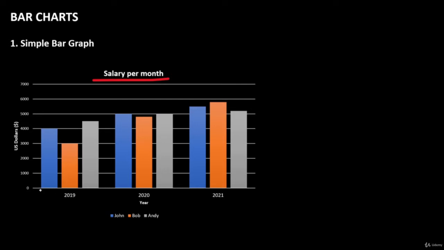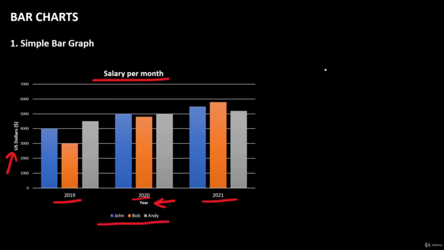Now over here you have an x-axis and a y-axis. What is the information in the x-axis? You can see that it is years: 2019, 2020 and 2021. So the information is grouped by year. In the y-axis, you have US dollars. Also note the legend: blue denotes John, orange denotes Bob, and gray denotes Andy. That is also a very important piece of information.